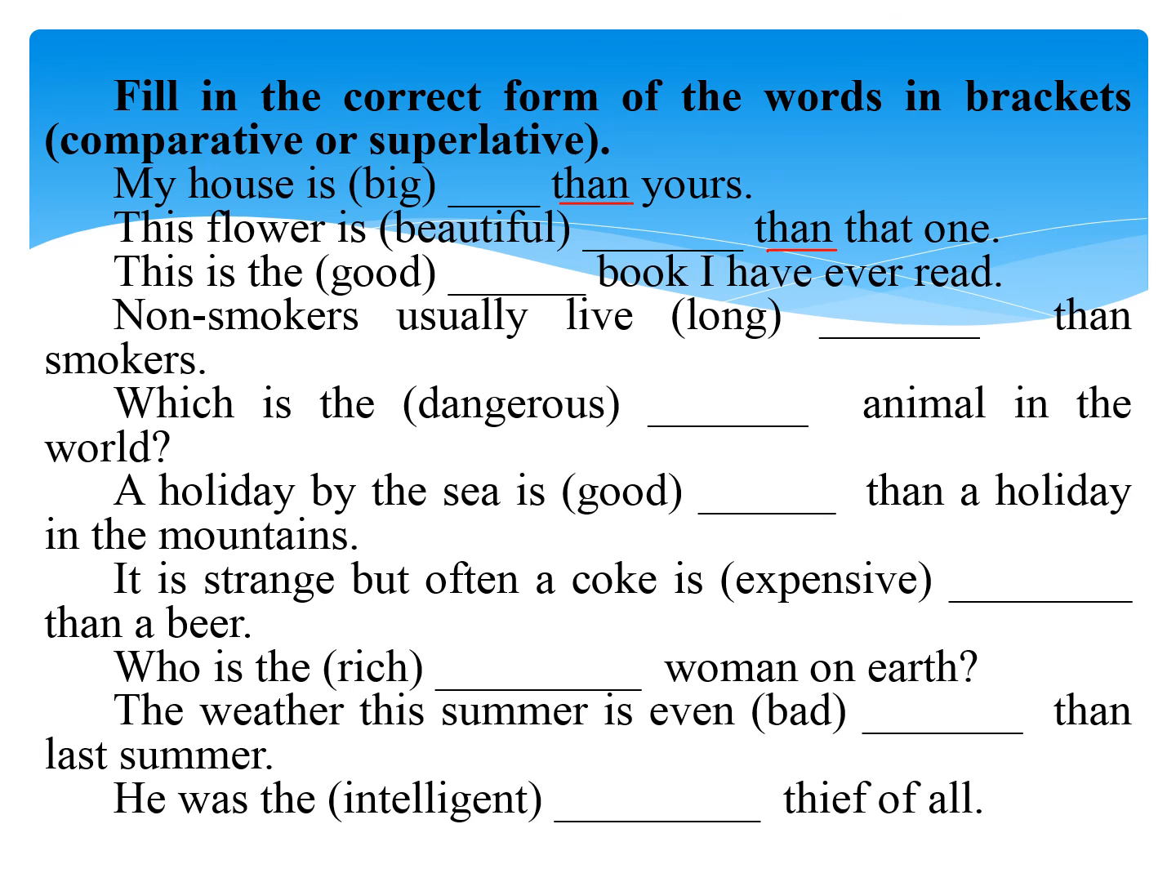So here we have: The house is big than yours. The flower is beautiful than that one. This is the adjective good book I have ever read. Non-smokers usually live than smokers. Which is the dangerous animal in the world? A holiday by the sea is good than a holiday in the mountains. It is strange but often Coke is than a beer. Who is the rich woman on earth? The weather in this summer is even than last summer. He was the intelligent thief of all. So this is an exercise.